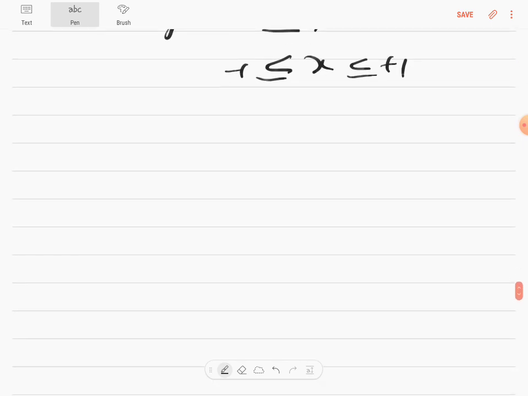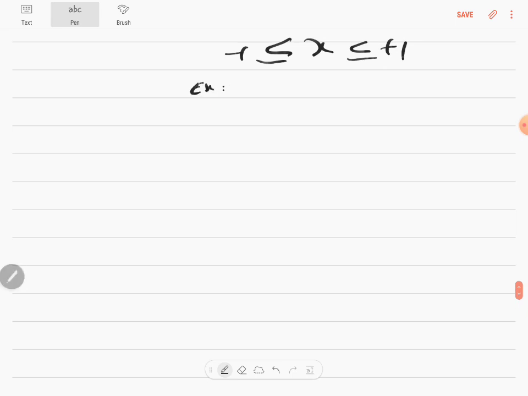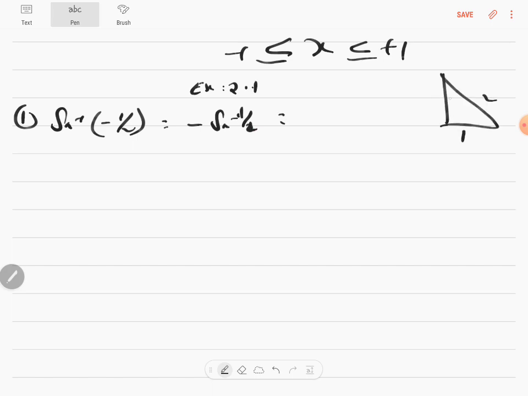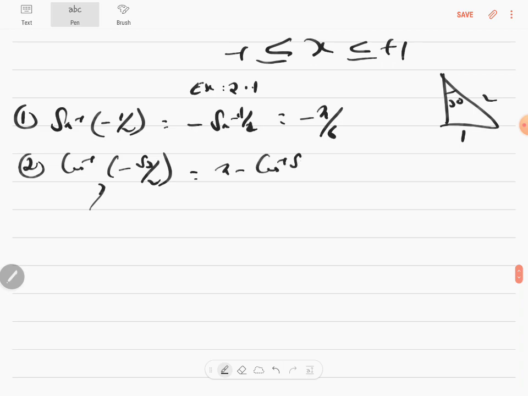Exercise 2.1 had sine inverse of minus 1 by 2, which is a negative argument. So minus sine inverse of 1 by 2. Sine 30 is 1 by 2, which is pi by 6. So minus pi by 6. Second question is cos inverse of minus root 3 by 2. Cos, secant and cot have negative argument. So pi minus cos inverse of root 3 by 2, which is pi minus pi by 6, since cos root 3 by 2 is at 30 degree. So the answer is 5 pi by 6.